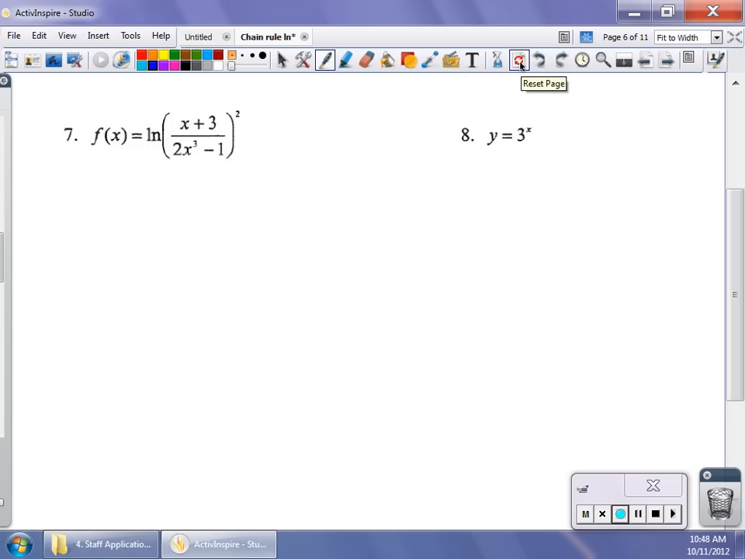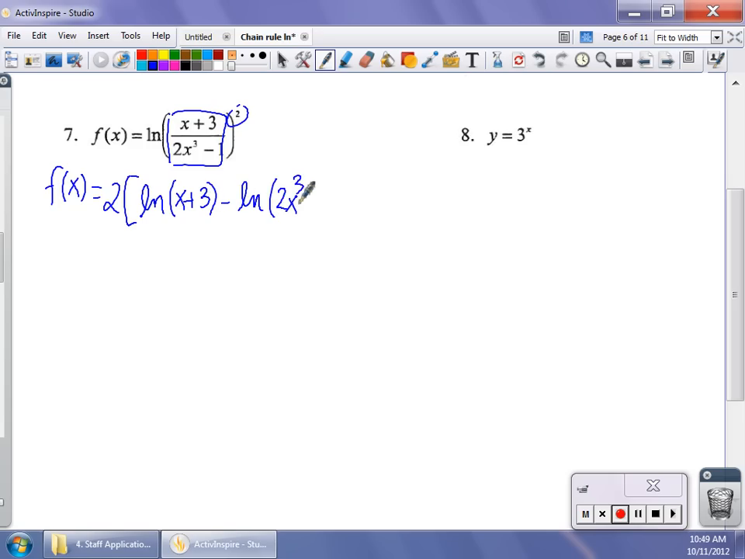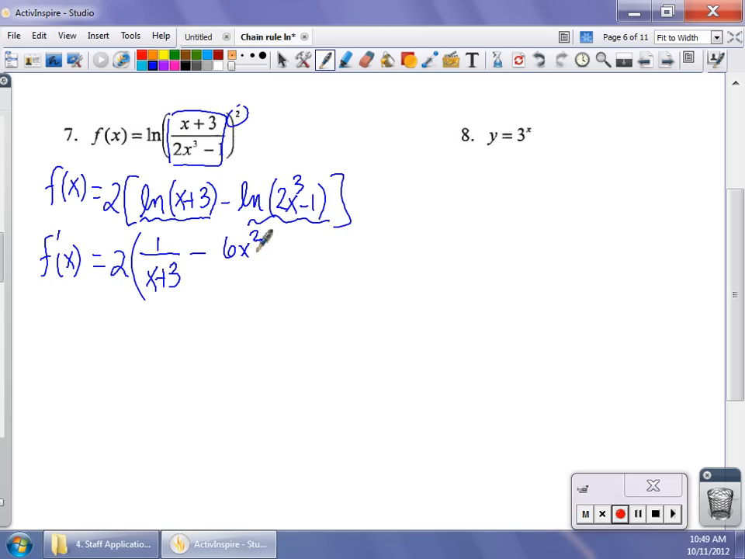If I were to begin by using algebra and log properties, I could rewrite this. Here's my power, so I can bring the power in front, 2. And then, since I have a log of a quotient, I would have ln of x plus 3 minus ln of 2x cubed minus 1. The 2 is on the outside as a coefficient, so I just bring it along. So it would be 2 times. Remember, the derivative of the ln is u prime over u, so the derivative of x plus 3 is 1 over x plus 3 minus, we have another u prime over u, so that would give me 6x squared over 2x cubed minus 1.